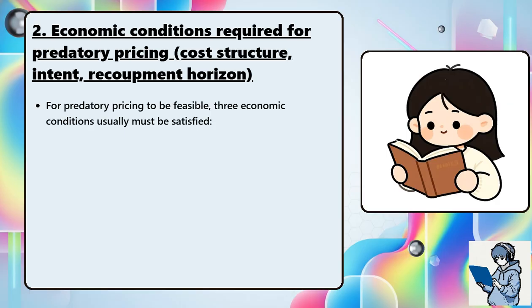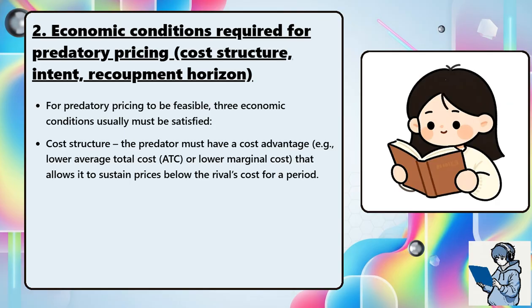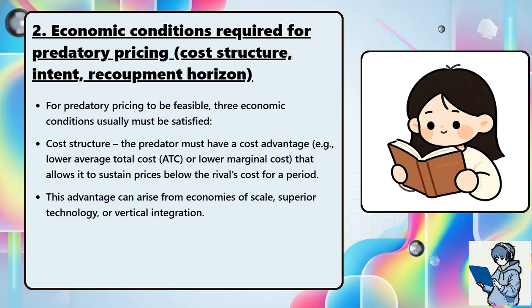For predatory pricing to be feasible, three economic conditions usually must be satisfied. Cost structure: the predator must have a cost advantage, for example, lower average total cost, or ATC, or lower marginal cost, that allows it to sustain prices below the rival's cost for a period. This advantage can arise from economies of scale, superior technology, or vertical integration.